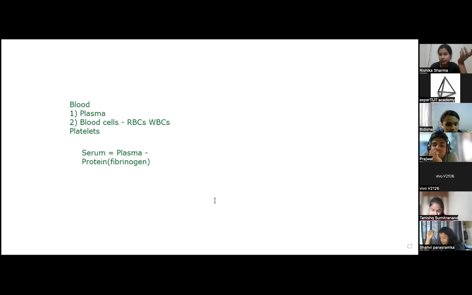Hemoglobin is made up of iron. That is why whenever there is an iron deficiency in your body, the level of hemoglobin drops down in your body, right? So this is the function of RBCs.